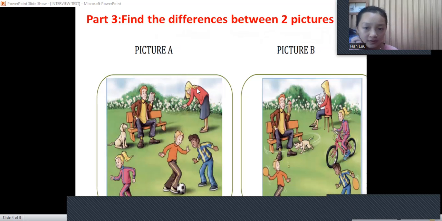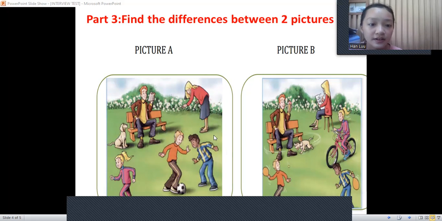There are two different pictures you can see on the computer. Now you have some seconds to look carefully at these two pictures and tell me the differences between them. Are you ready? Yeah. Okay. In picture A, the woman is looking at something on the land. But in picture B, the woman is drawing a picture.